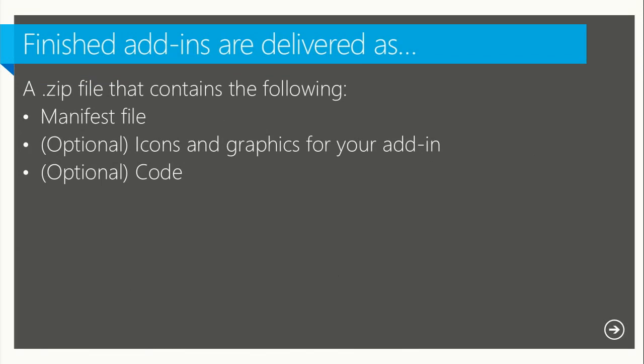So you deliver your finished add-in as the zip file I mentioned earlier, and it contains a couple of things. One is this manifest file. So I just walked through the simple XML add-in. That's also used for coded add-ins. It's what's called a manifest file. It must be called manifest.xml because we look for it to load and tell us where the add-ins are. And then you can optionally include icons and graphics or code.